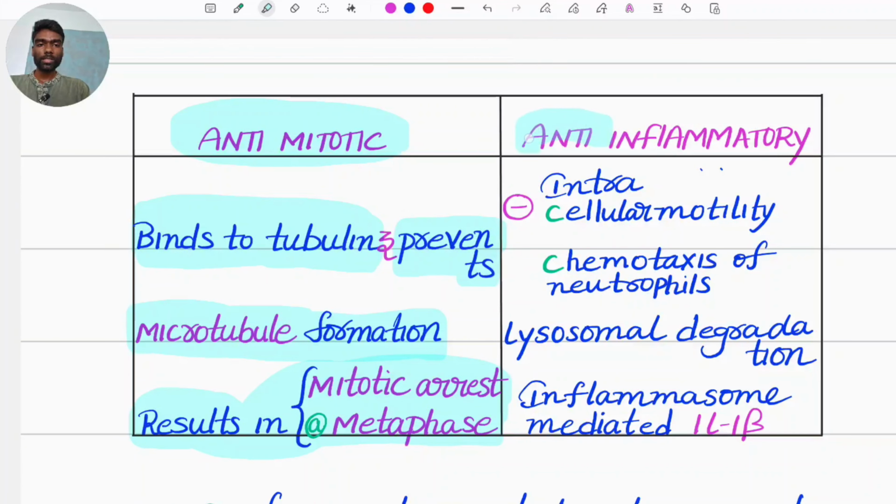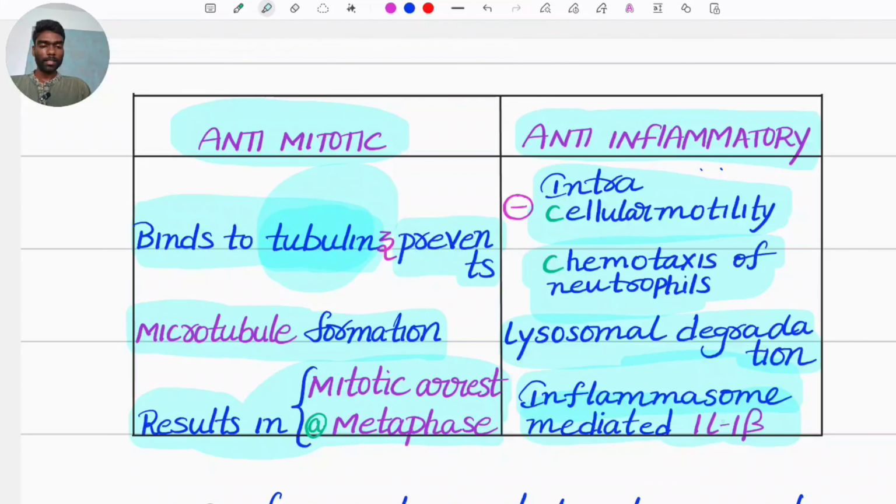Next, coming to its anti-inflammatory property. All these anti-inflammatory properties are also due to its inhibition of tubulin. What happens if tubulin gets inhibited? There won't be any intracellular motility, and it prevents chemotaxis of neutrophils, lysosomal degradation, and formation of inflammasome complex, thereby inhibiting interleukin 1 beta. All these are linked to tubulin.